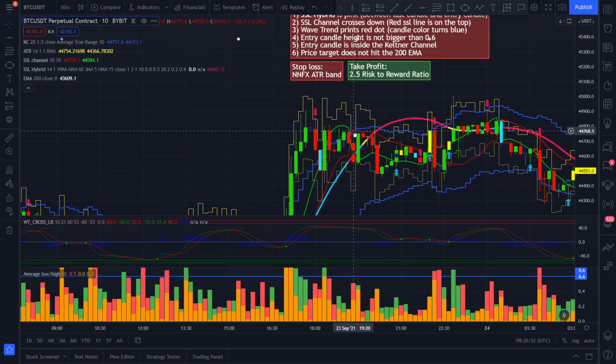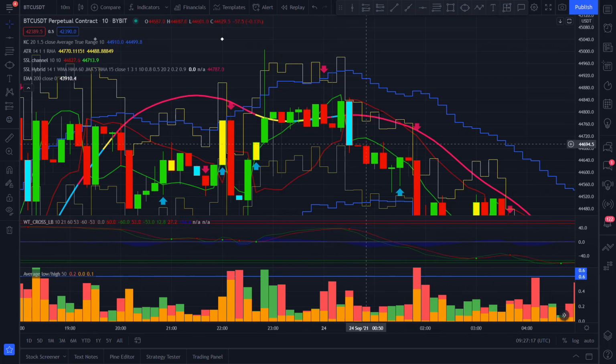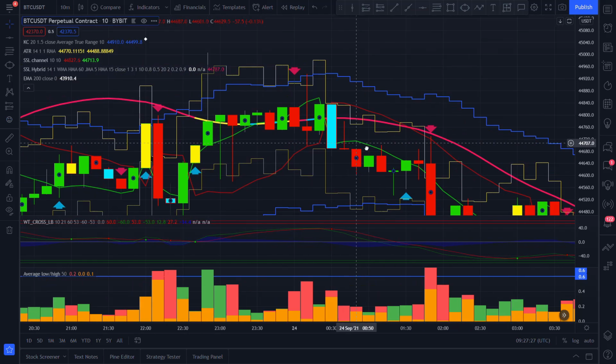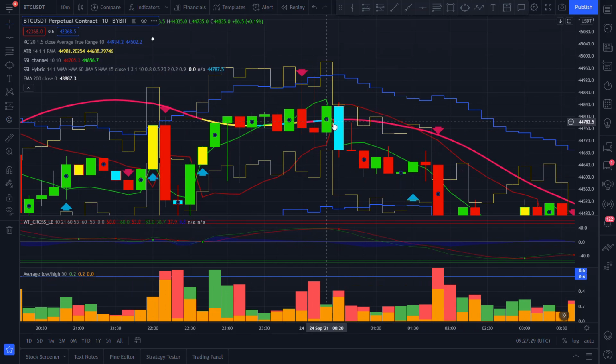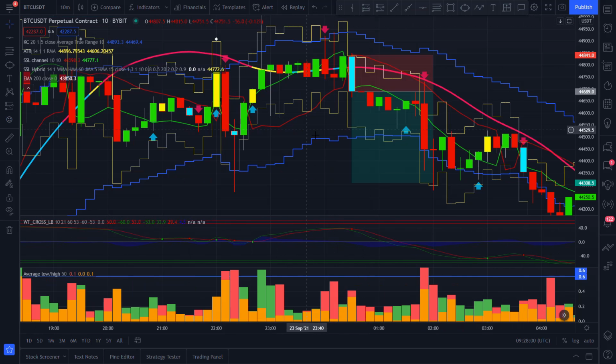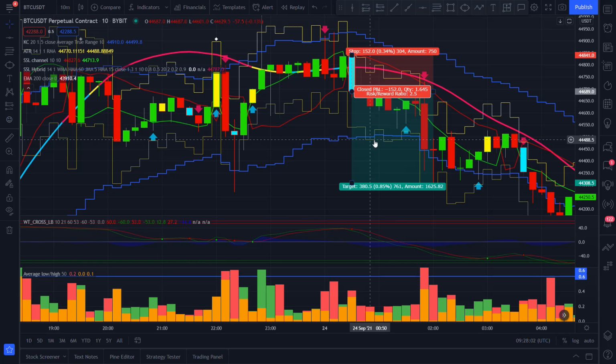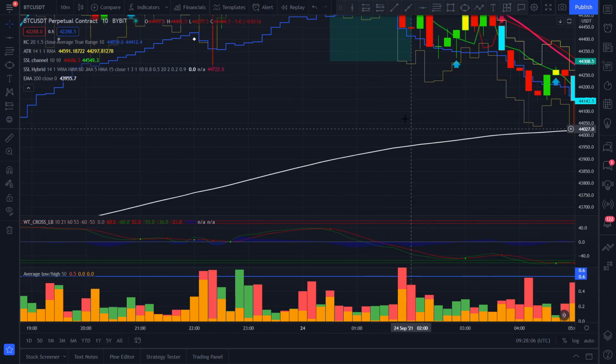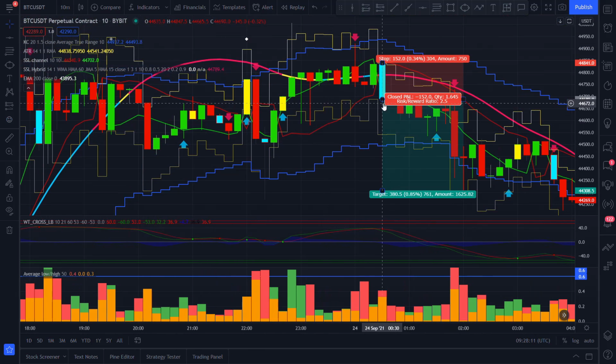So let's see a short position. On this candle you can see that the SSL just turned red, and we have a red dot on the wave trend, which makes the candle color blue. We also have our SSL hybrid color between the entry candle and the last candle in pink. And if we pull up the position settings, you can see that the price target will not hit the 200 EMA. So this is a valid short entry.